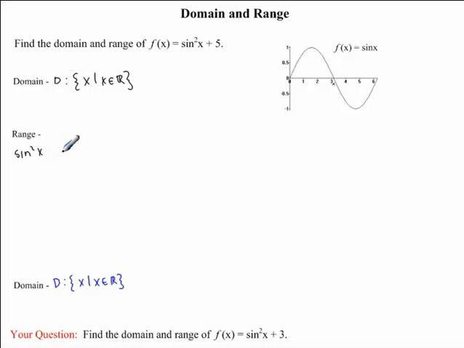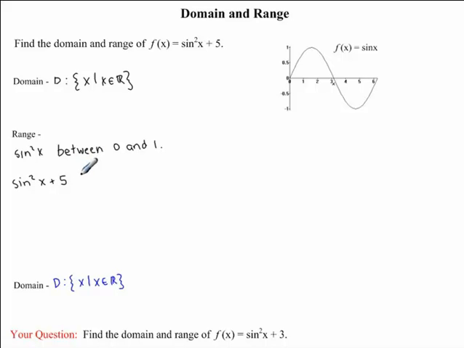Therefore, our range for sine squared x is between, just going to write between here. We know that it's going to have a minimum value of 0, and it's going to have a maximum value of 1. Now we're going to add 5 to sine squared x. Now we're going to find the range of this function based on the information we found in this previous line.